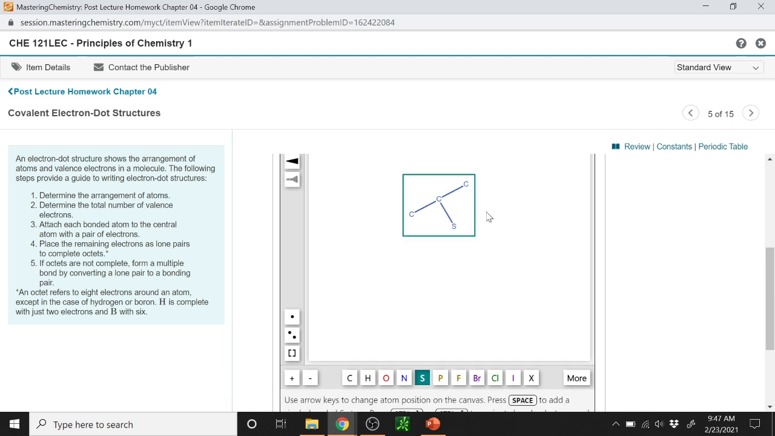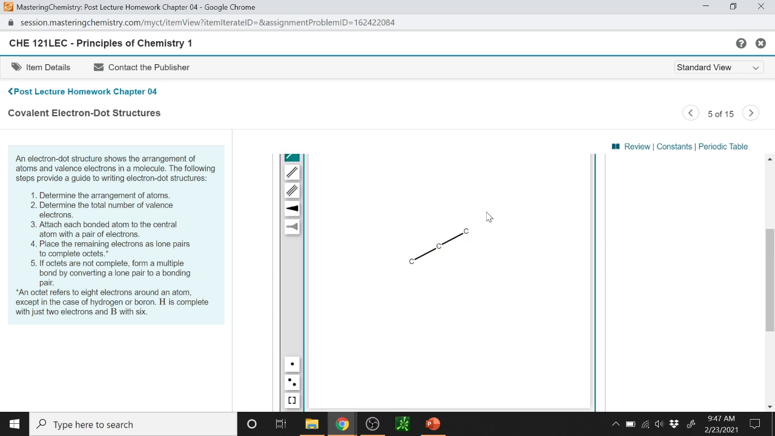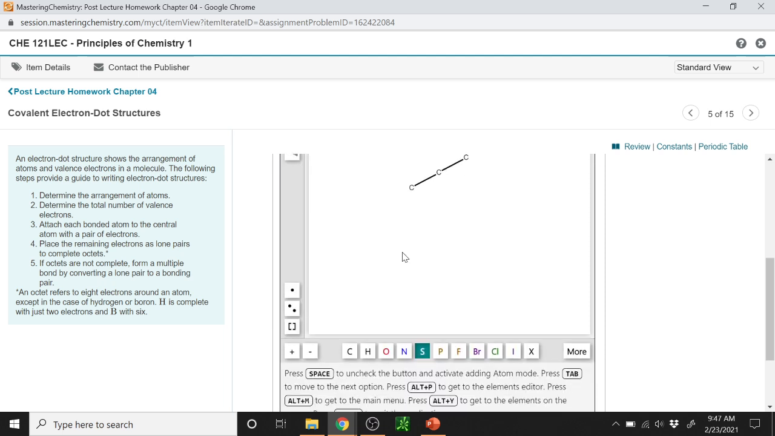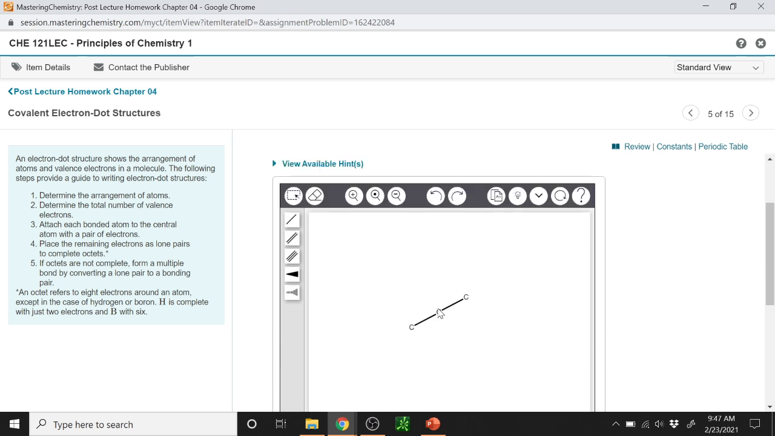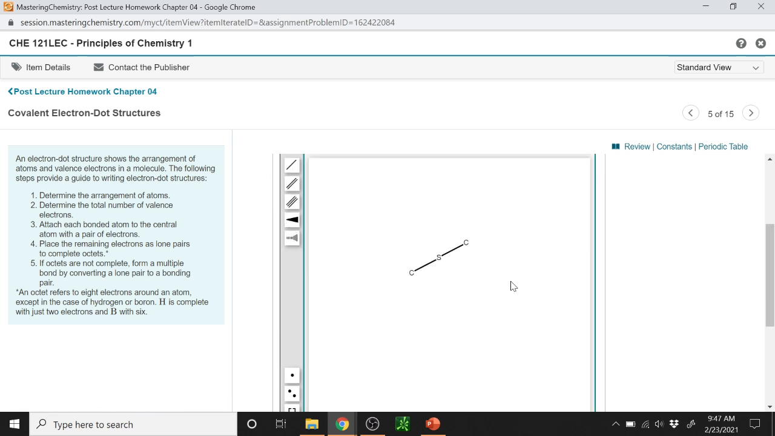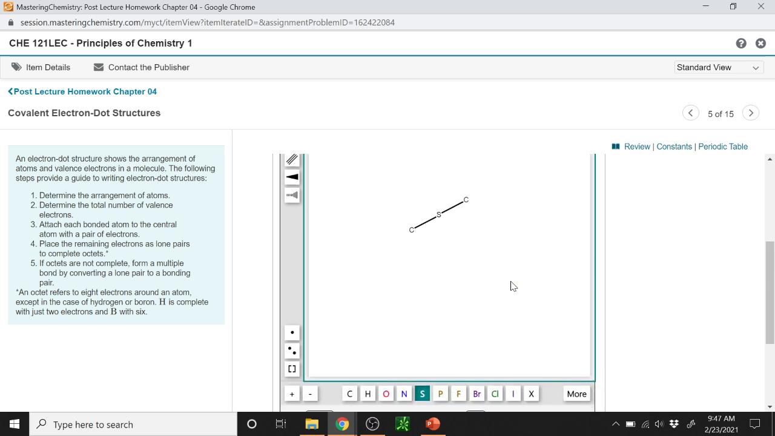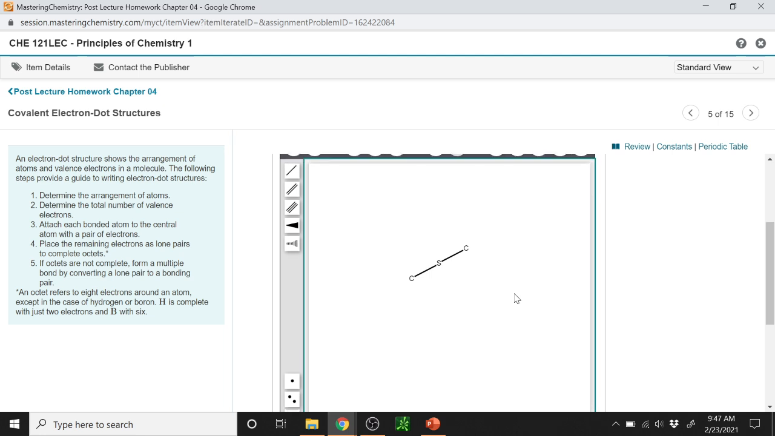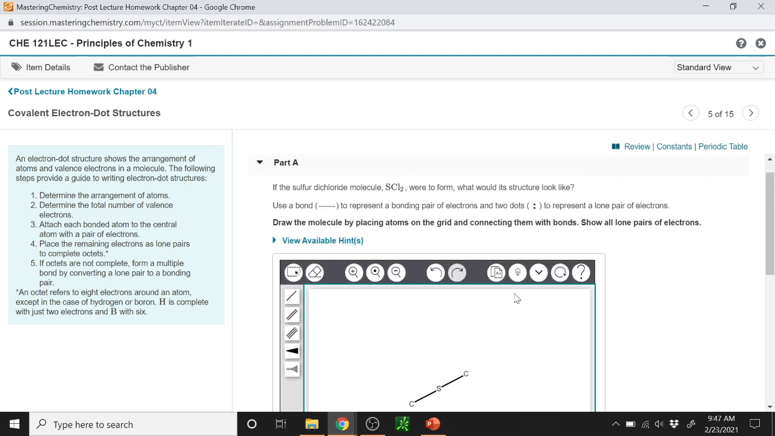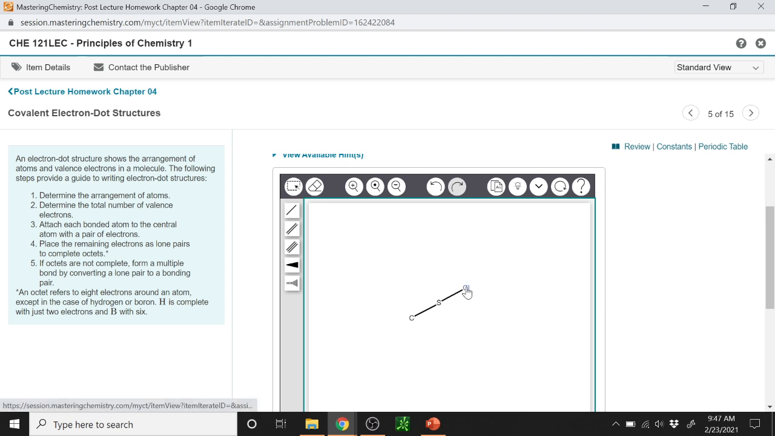Oops. I Control Z to get rid of that. And then I get rid of the dang bond. I forgot to get rid of that. And hit sulfur. So if I don't have a bond selected, it will replace it. And then if I remember correctly, I have Cls, SCl2. Yep. And so I replace these carbons with Cls. And there we go. Okay?